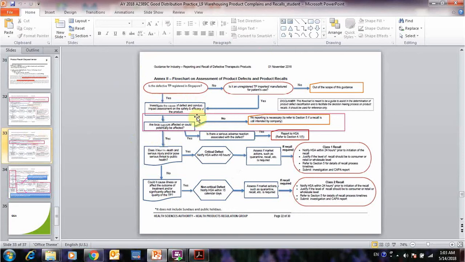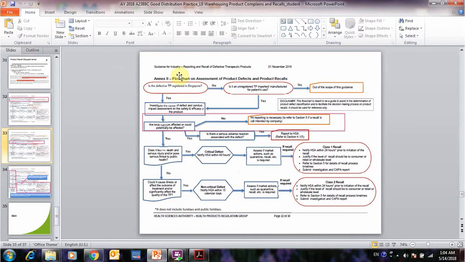Alright, so the first one is, is the defective therapeutic product registered in Singapore? If your answer is no, you move on to the second portion. You need to know that if this is for unregistered therapeutic product imported or manufactured for patient use, these are more relevant to the hospitals or to the clinics. So if it's no, then it's out of scope.